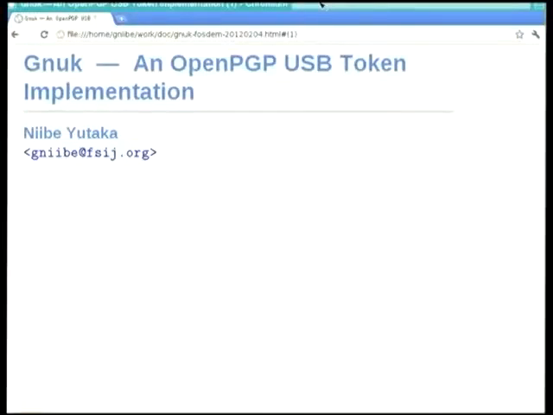So, this is my presentation about Gnuk. It is an OpenPGP USB token implementation.